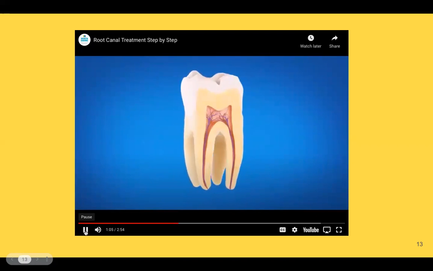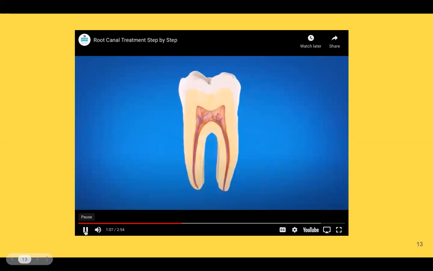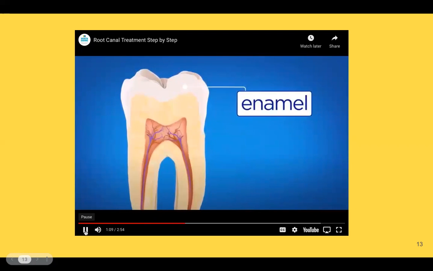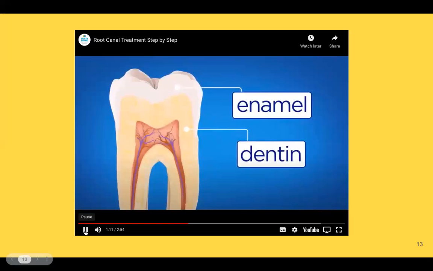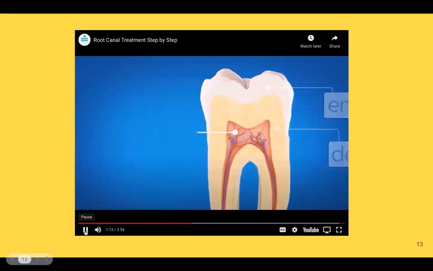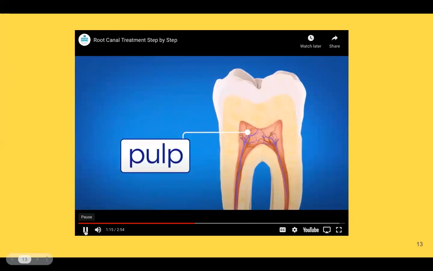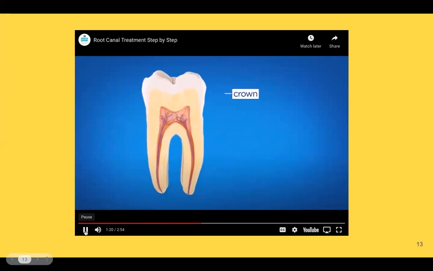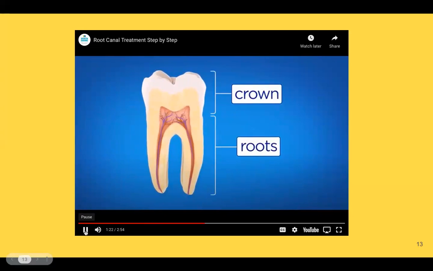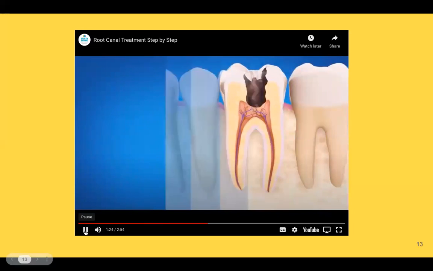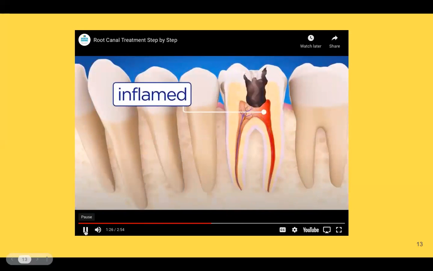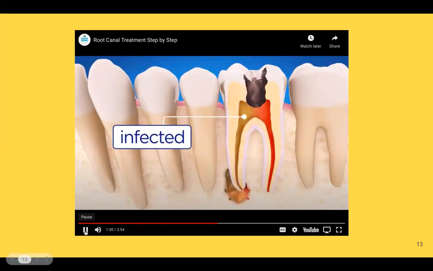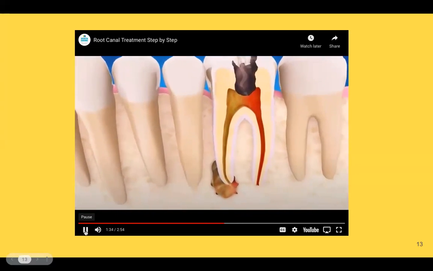Here is a healthy tooth. Inside the tooth, under the white enamel, is a hard tissue called dentin. Inside the dentin is a soft tissue called pulp. The pulp contains the tooth's nerves and blood vessels. It extends from the crown of the tooth into the roots of your teeth. If the pulp becomes inflamed or infected, your endodontist will remove it, relieving your pain or discomfort.